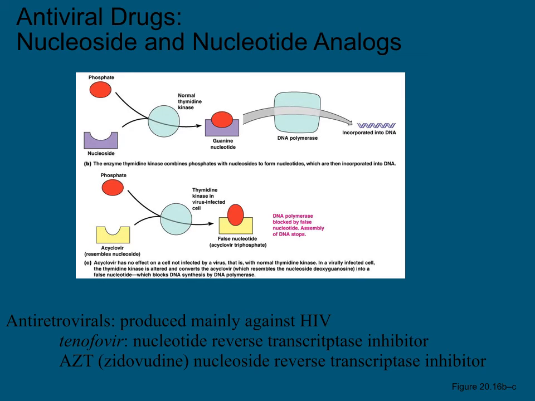Here are some other nucleoside and nucleotide analogs. This is just another diagram showing you, think of competitive inhibitors, same way. So when DNA polymerase is trying to build a new DNA strand, the drug ends up getting incorporated instead of the actual true nucleotide, and it causes the replication process to end because there's no 3' carbon left for that incoming 5' kind of thing. So none of that is available.